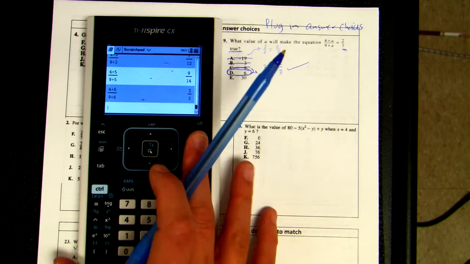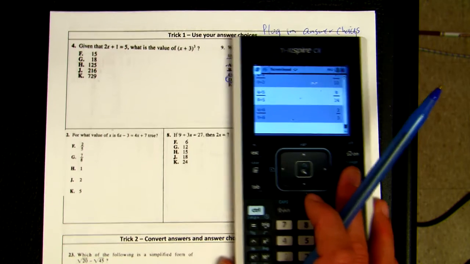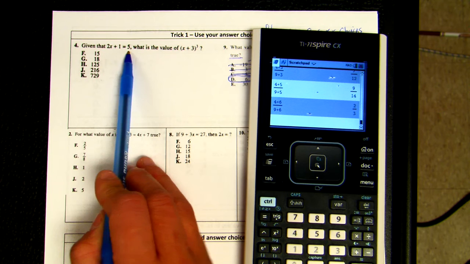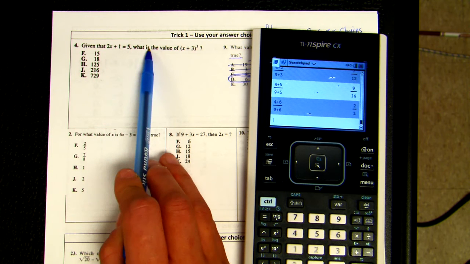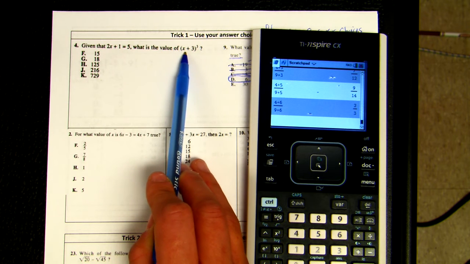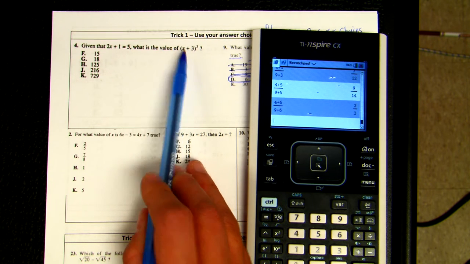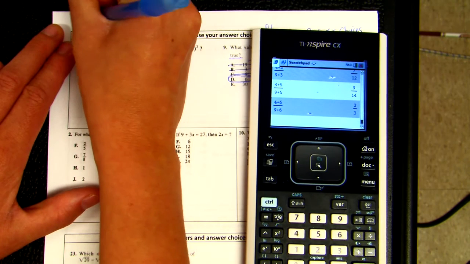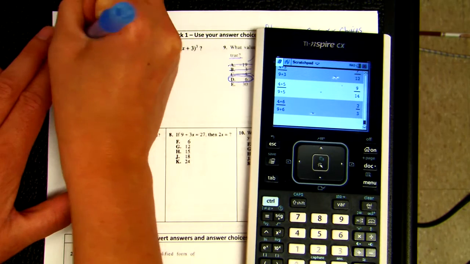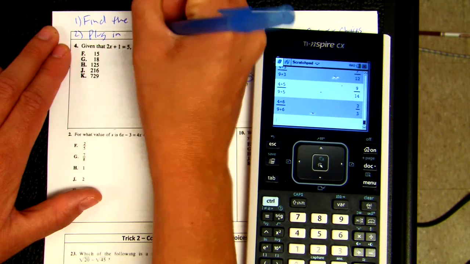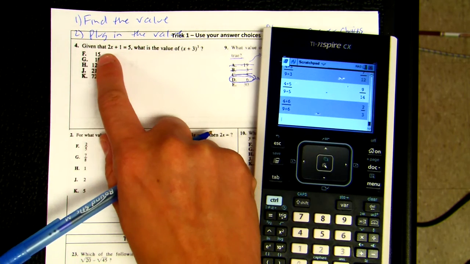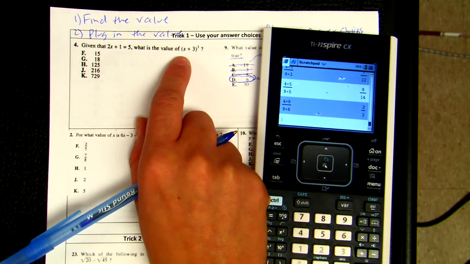Now let's look at one that's very similar. We just have to do a little extra solving first. This says, given that 2x plus 1 equals 5, what is the value of x plus 3 to the third? Here I need to know the value of x first. So I have to first find the value, then plug in the value. That's the tricky step on this one. I don't know the value of x, so I can't plug anything in first.